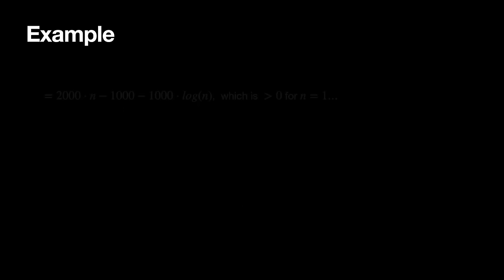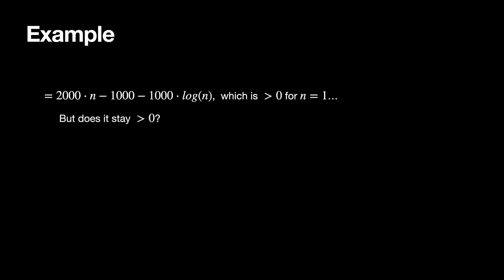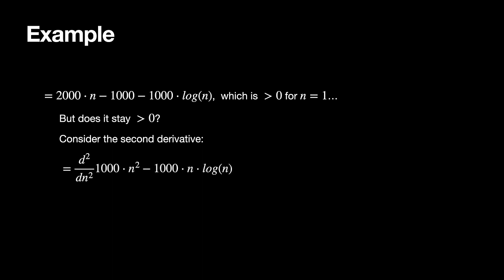But again, can we show that this is true for every place as we continue right on our number line? In order to do that, we also need to look at the second derivative. To know that it's increasing, we need a positive second derivative. The second derivative of 1,000 n squared minus 1,000 n log n is 2,000 minus 1,000 over n. Just by examination, we can make a pretty compelling case that this is always going to be positive. The thing that we're subtracting off will always be less than 2,000, and as n increases, it just gets smaller and smaller.